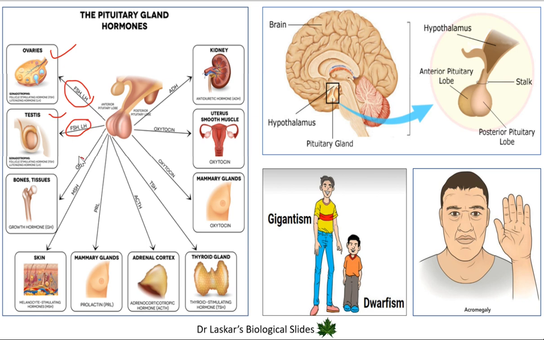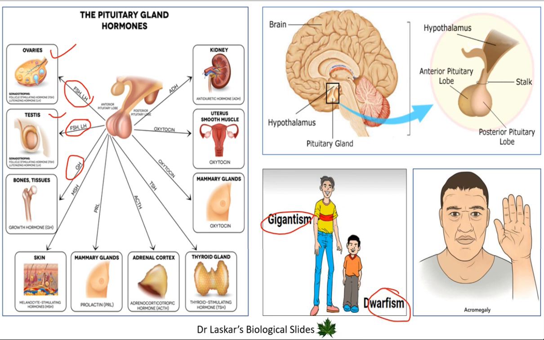Now if we talk about GH, that is known as growth hormone or growth promoting hormone. As the name suggests, it mainly promotes growth. Due to over secretion of this growth hormone, abnormal growth of the body is stimulated, leading to gigantism, and low secretion of GH results in stunted growth, resulting in pituitary dwarfism.